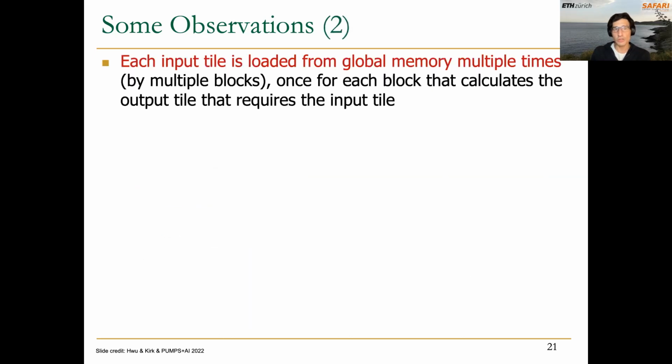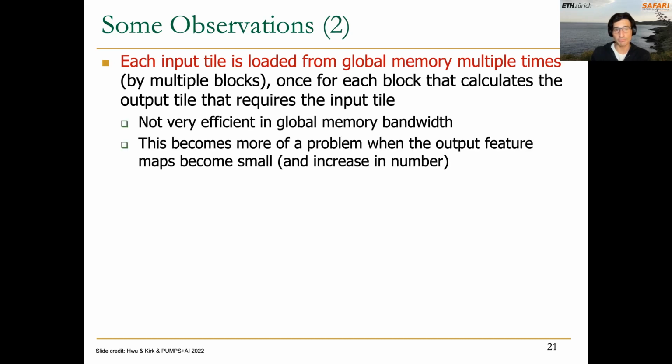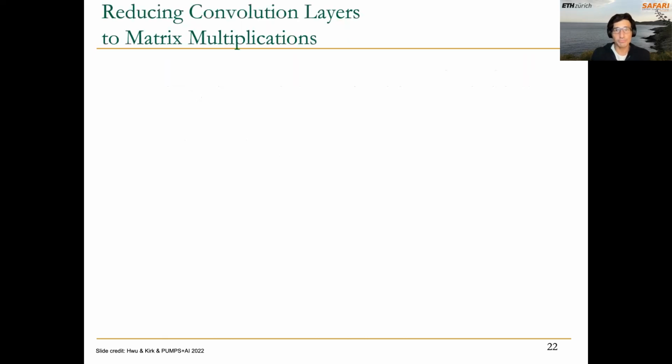Another observation is that each input tile is loaded from global memory multiple times by multiple blocks, once for each block that calculates an output tile that requires the input tile. So this is not very efficient in terms of global memory bandwidth, and it becomes more of a problem when the output feature maps become small or increase in number.